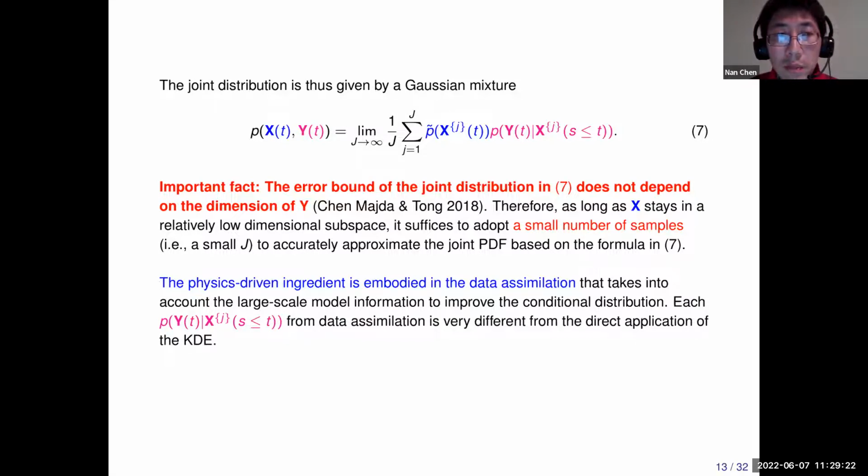And also I want to make a remark here, that the physics-driven ingredient is reflected in the data simulation step to solve this conditional distribution. Because when we solve this conditional distribution, we exploit the mathematical structure of the equations of both X and Y. When we write down the posterior distribution, we first do a forecast, then we do analysis. But everything can be solved analytically. Therefore, this conditional distribution will be very different from the straightforward kernel density estimation, which is purely data-driven, without using any dynamical information.